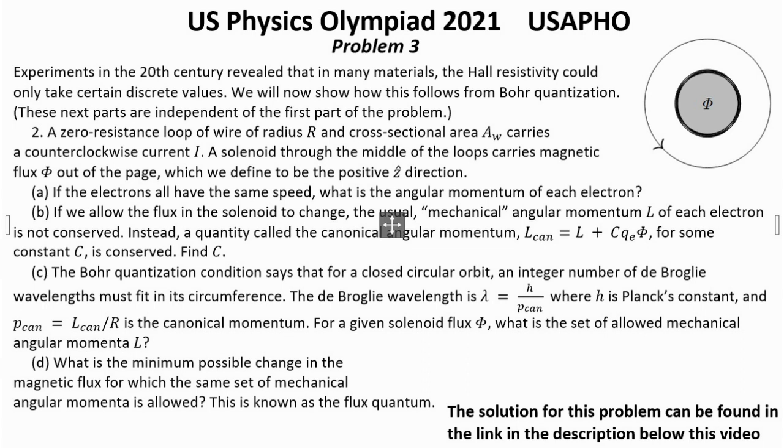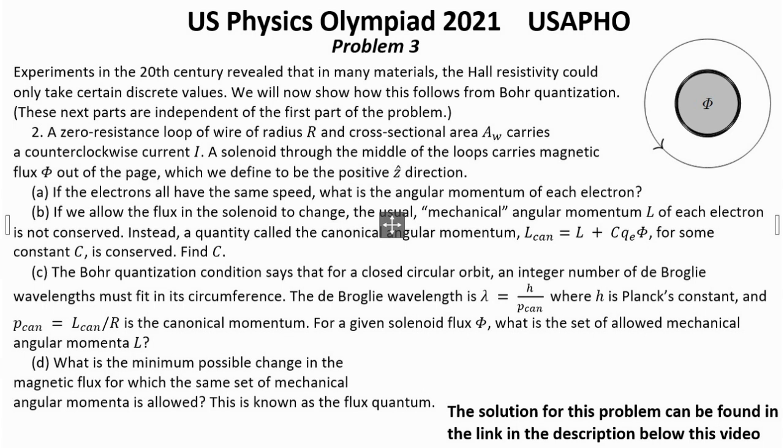Question B. If we allow the flux in the solenoid to change, the usual mechanical angular momentum L of each electron is not conserved. Instead, a quantity called the canonical angular momentum L can, equal to L plus C QEF for some constant C, is conserved. Find C.